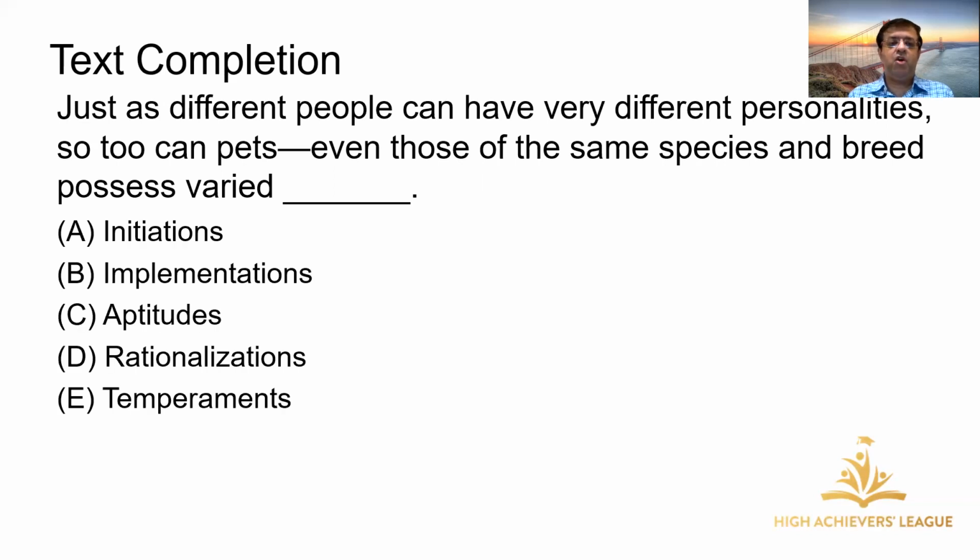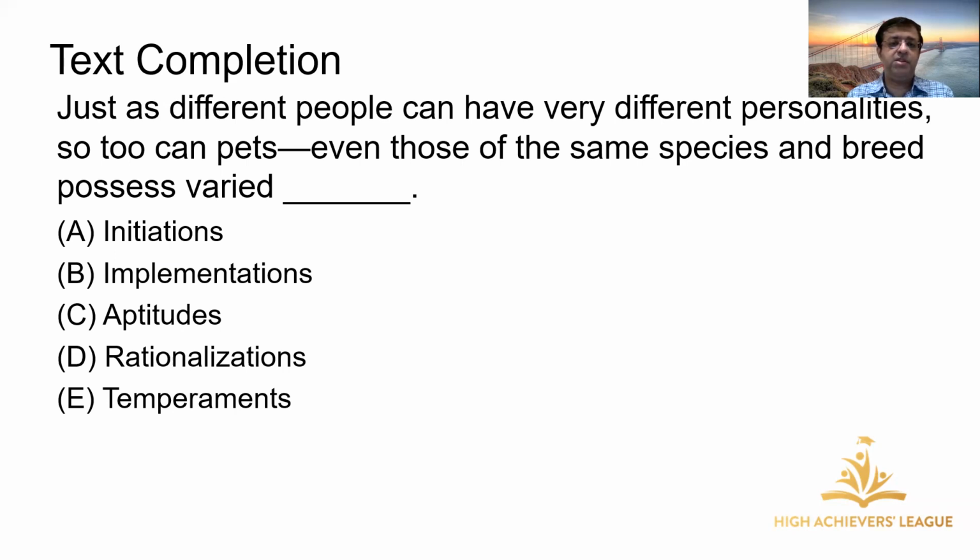So these are the options that we have: initiations, implementations, aptitudes, rationalizations, and temperaments. So always use the process of elimination. We also call it POE. Process of elimination is when you eliminate the wrong answer choices to arrive at the correct answer choice. This gives you a better chance to pick up the correct answer, since your probability to select the correct answer goes up when you eliminate wrong answer choices. So let's look at them one by one.